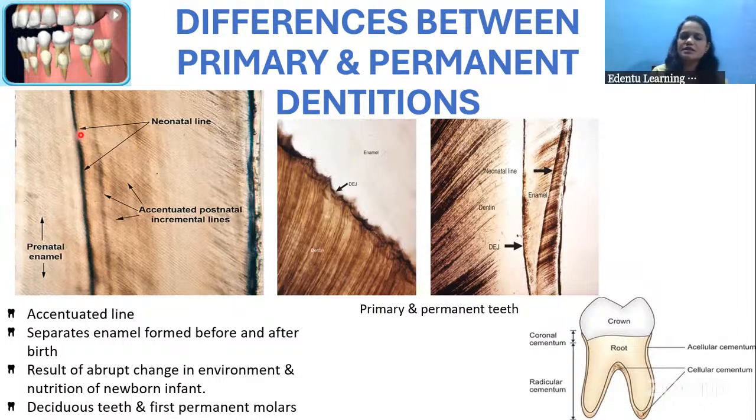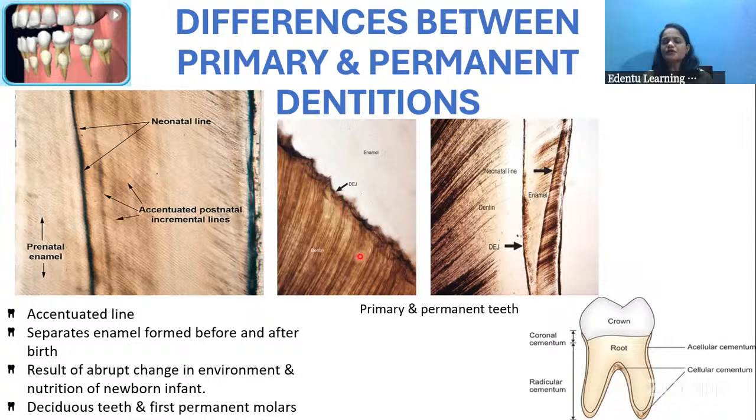This neonatal line we can see in the ground sections. It is most commonly seen in the deciduous teeth, and in the permanent teeth only the first molars. No other teeth. Only first molars will show this neonatal line. So that is one major difference between the deciduous and the permanent dentition.